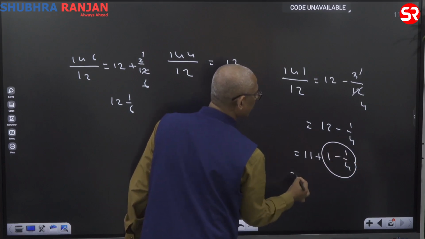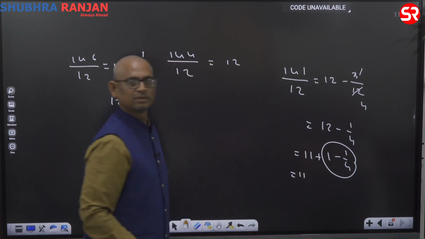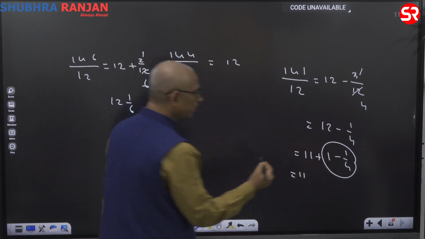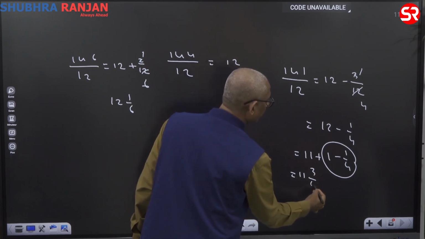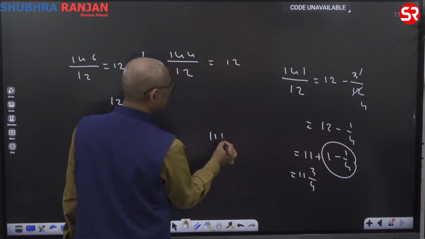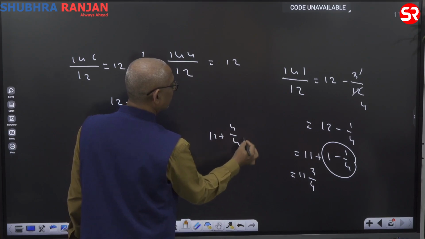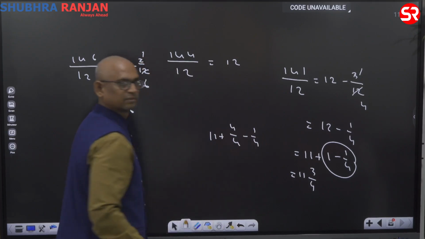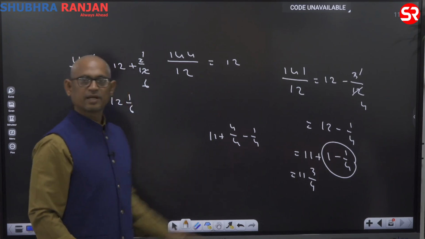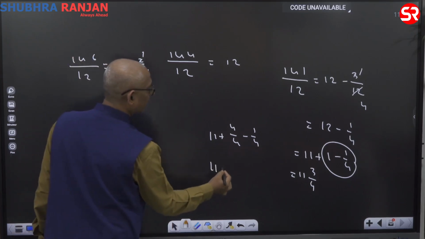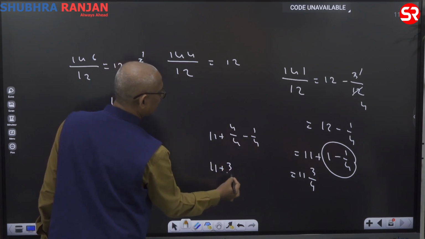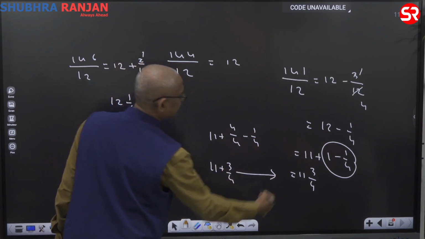What is the linked fraction for 1 by 4? 3 by 4. If you remember that, you can directly write 3 by 4. Otherwise, you can write 11 plus 1 as 4 by 4 minus 1 by 4. The denominators are like fractions, so you can subtract: 11 plus 4 minus 1, 3 by 4. So both answers are the same.